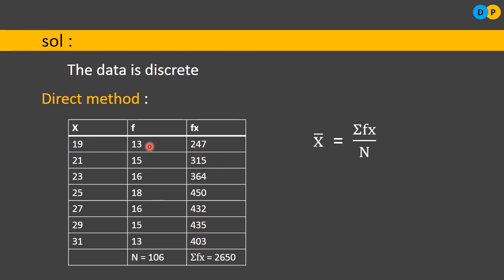Later, we need to add up all these frequencies. If you add all the frequencies, sum of all the frequencies or total frequency is nothing but capital N. It is 106. So what is f into x? Sum of all the f into x values is nothing but summation fx. Here it is 2650. So now let us replace these values in the formula. So x bar is equal to 2650 divided by 106. So the x bar is 25. So what is the arithmetic mean? For a discrete data, where both frequency as well as x variable values are given, the x bar is equal to 25.